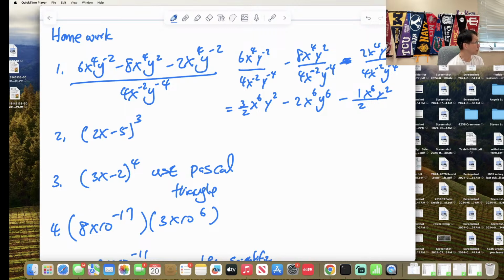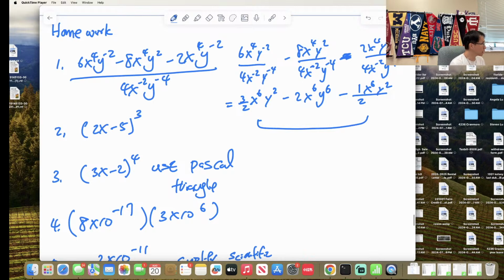Yes. 3, sure. 3 is using Pascal's triangle. Now, the thing about this one is that I didn't teach you because of a negative sign in the middle. Okay, yes. Could you simplify the 3 over 2 x to the power 6 y squared and subtract 1 half x to the power 6 and y to the power 2, because they have the same exponent, or do you just leave it like that? You just leave it like that. This is a perfect form. You don't need to combine, you don't need to do anything.